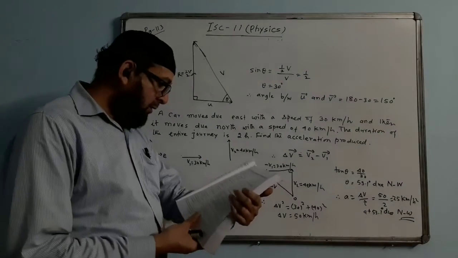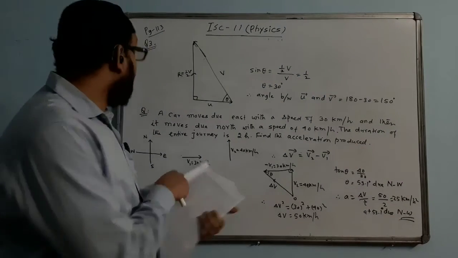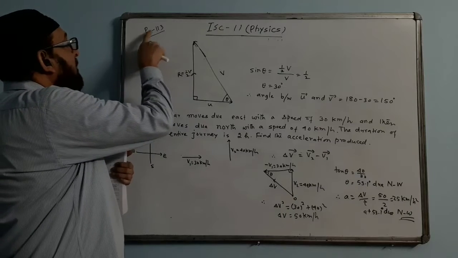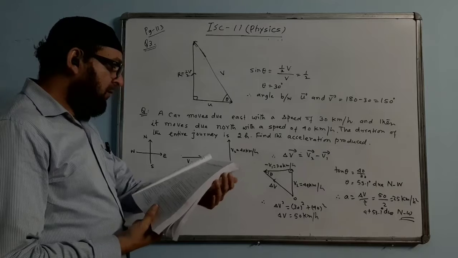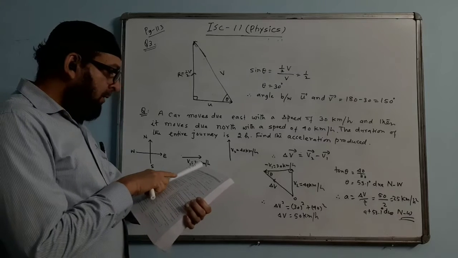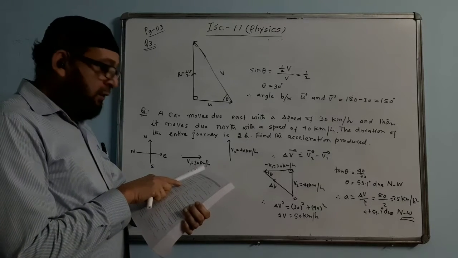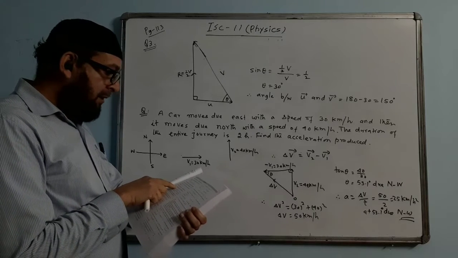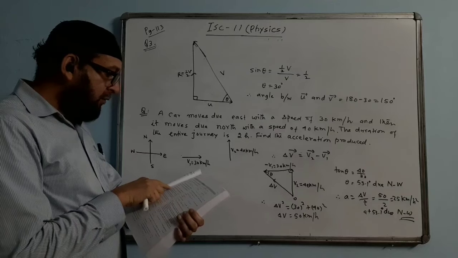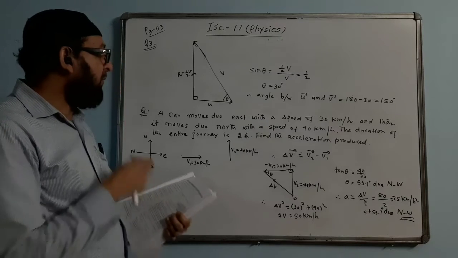Okay, today we are doing question number 3 from page 113 of your textbook. I will read the question first. The question says the resultant of two vectors u and v is perpendicular to the vector u and its magnitude is equal to half the magnitude of vector v. Find the angle between u and v.